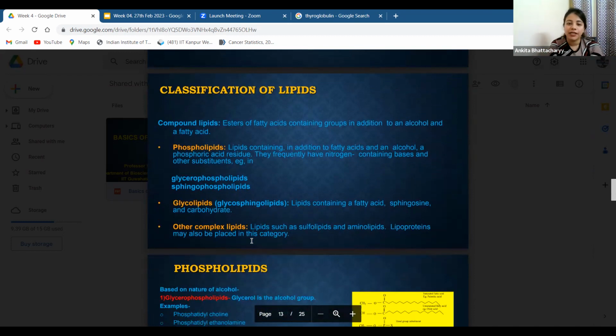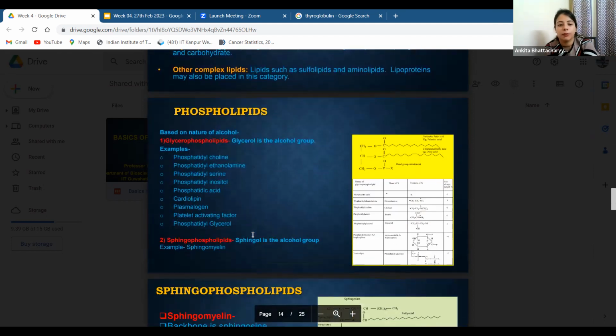Coming to compound lipids, we see that they have other groups. Apart from an alcohol and a fatty acid, you also have some other groups. So those are compound lipids, and among them we have phospholipids, glycolipids, and other complex lipids. Among these, we're coming to phospholipids first.